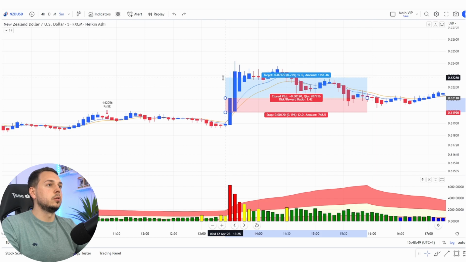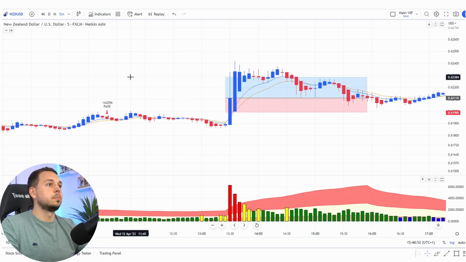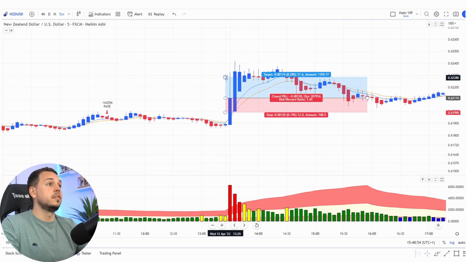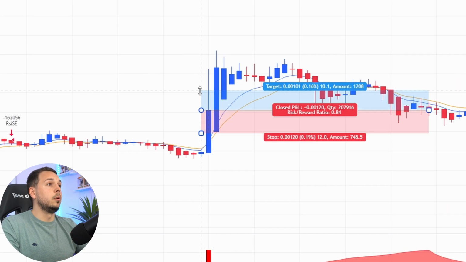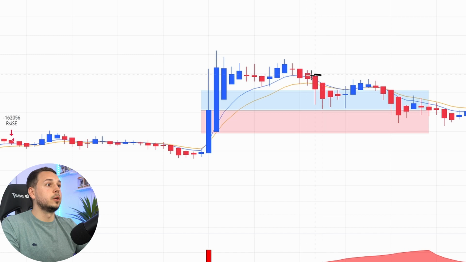So potentially you could have closed around 17 pips profit. If you use the aggressive method, sometimes it can be a little bit lower. Look at this, 10 pips only if we closed it somewhere around here. So it really depends on your style, what type of trader you are.